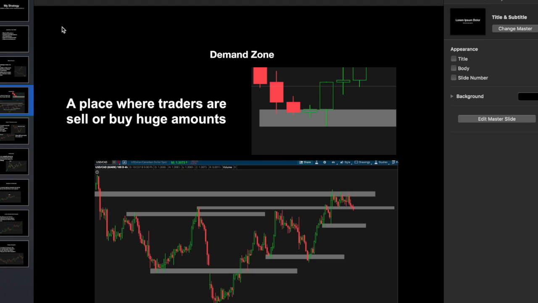So now that you've established the trend, we can go ahead and establish the demand zone. Demand zones are places where traders are looking to sell and buy huge amounts. Here's an example of that.